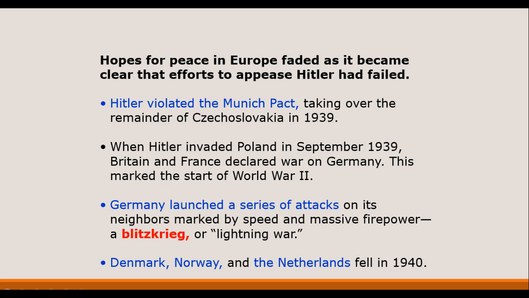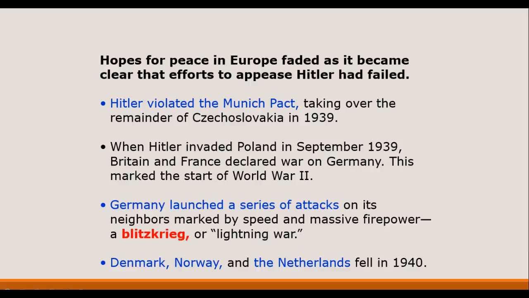Hitler violates the Munich Pact. He takes over the remainder of Czechoslovakia in 1939. He then invades Poland in September of 1939, and that's when Britain and France declare war on Germany. This is where the start of World War II happens. Now, what's really important is Hitler had a secret agreement with the Soviet Union and Stalin. Stalin invades Poland from the east and takes half of Poland, while Germany invades Poland from the west and takes the other half.